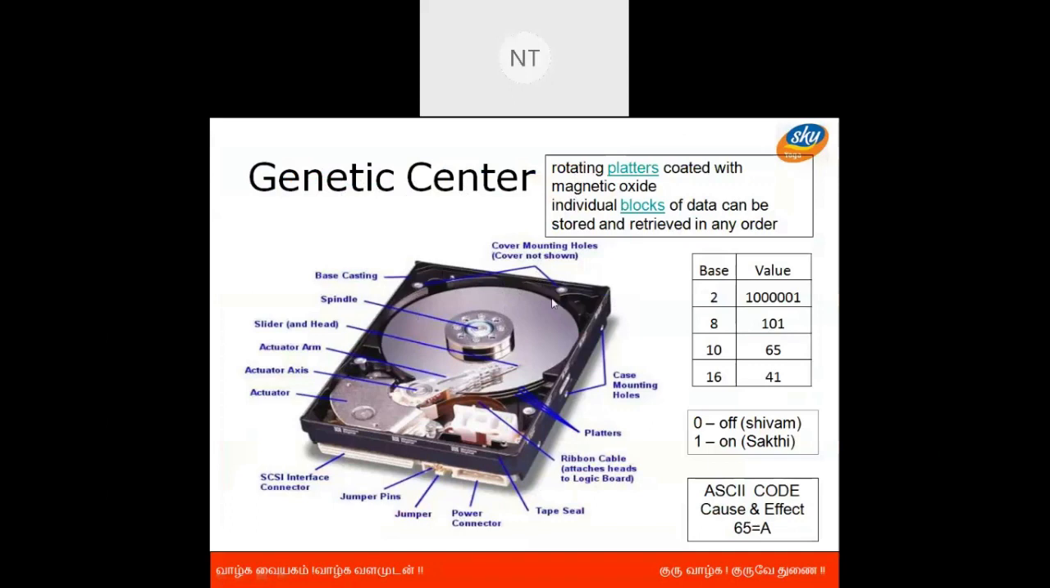Here there are plates which are rotating inside. The plates are coated with magnetic oxide. See, again that same Gandha Tattvam is coming over here, the magnetic, biomagnetism. So with that magnetism only, the information can be stored here and it can be retrieved. Again, it can be stored in such a way that nobody can easily go through it by the normal way. With a normal eye, you cannot find it out.